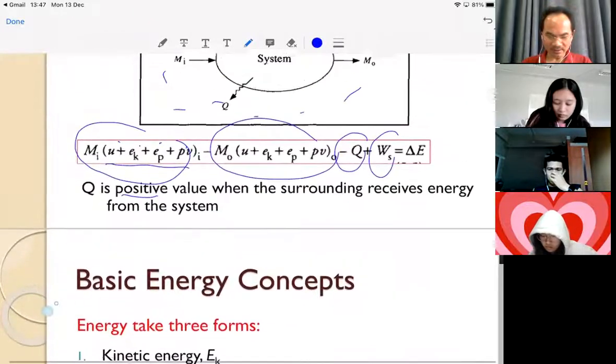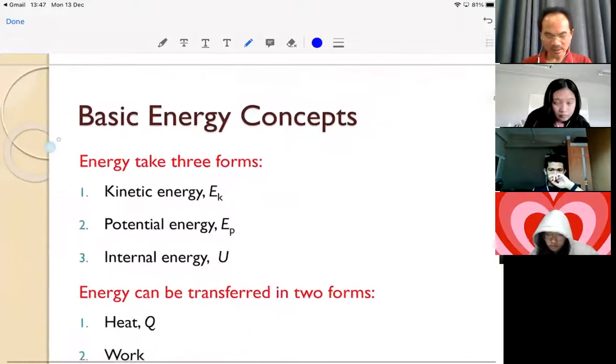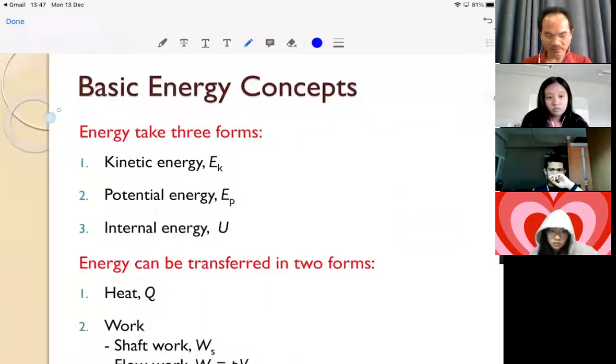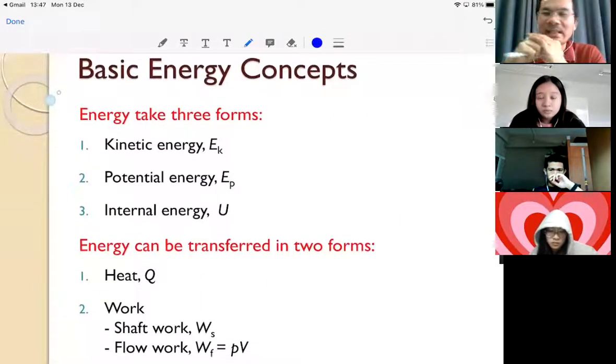The basic energies we have: U is the internal energy, EK is kinetic energy, EP is potential energy, PV is for work. Kinetic energy, I think you studied in physics. What is the kinetic energy?